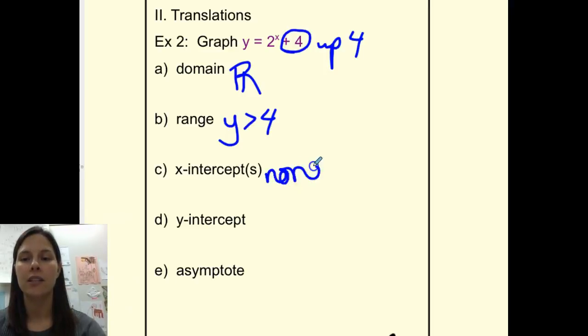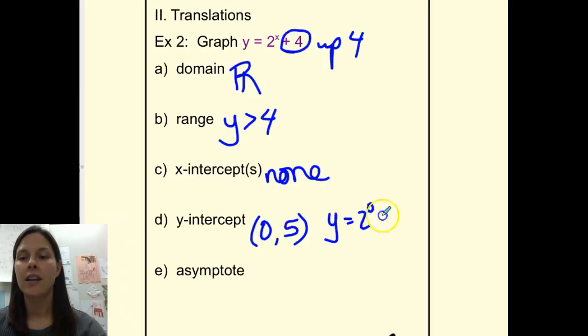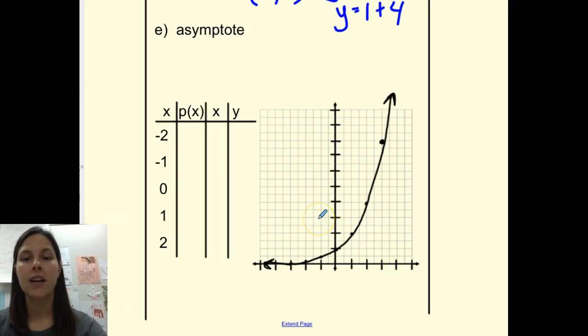Because we did not have a reflection, we're shifting our graph up. We still have no x-intercepts. Our y-intercept would be shifted up 4 as well. The y-intercept of our parent function was 1. When we shift that up 4, we would get a y-intercept of 5. If you're not quite sure how I got that, you can always substitute 0 for x and solve for y. 2 to the 0 power is 1. 1 plus 4 gives us that y-intercept of 5.